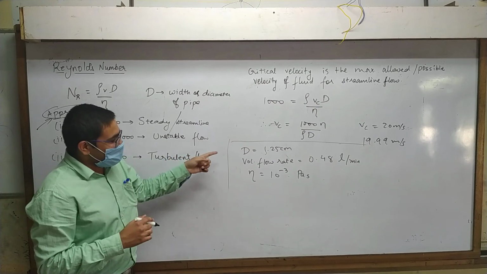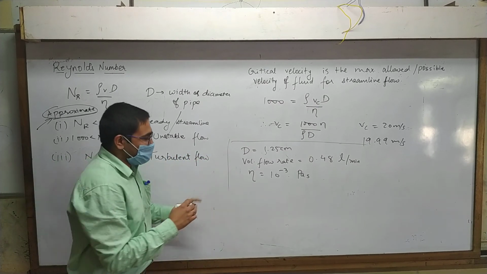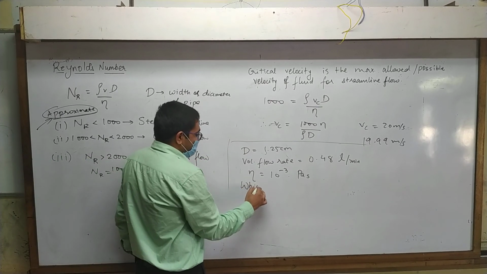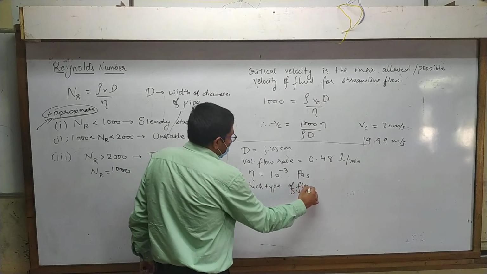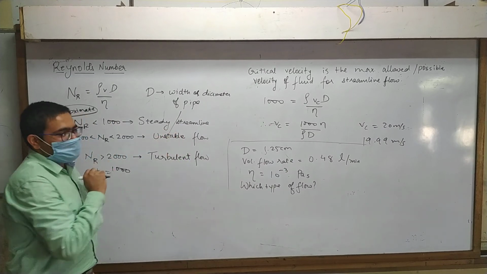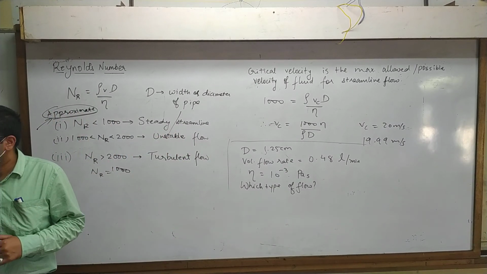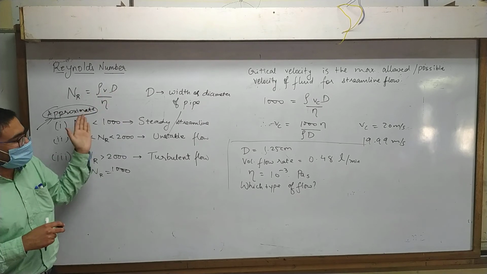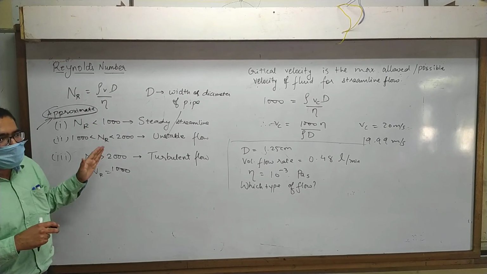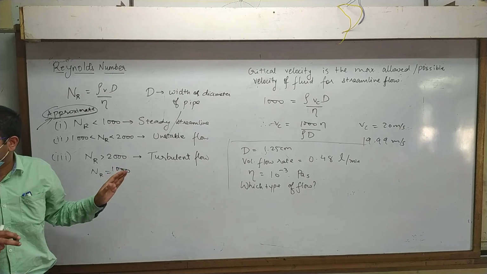This is data. You have to say which type of flow is it. You have to say which type of flow. 1, 2, 3. How to decide? Calculate which thing? Reynolds number. Then see what its value comes out to be. This or this. Method clear?